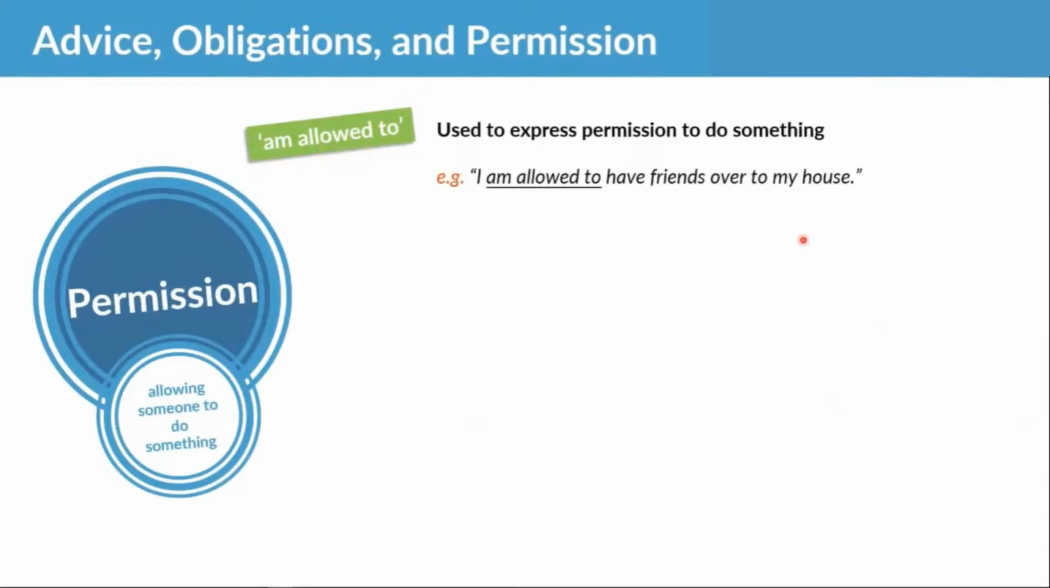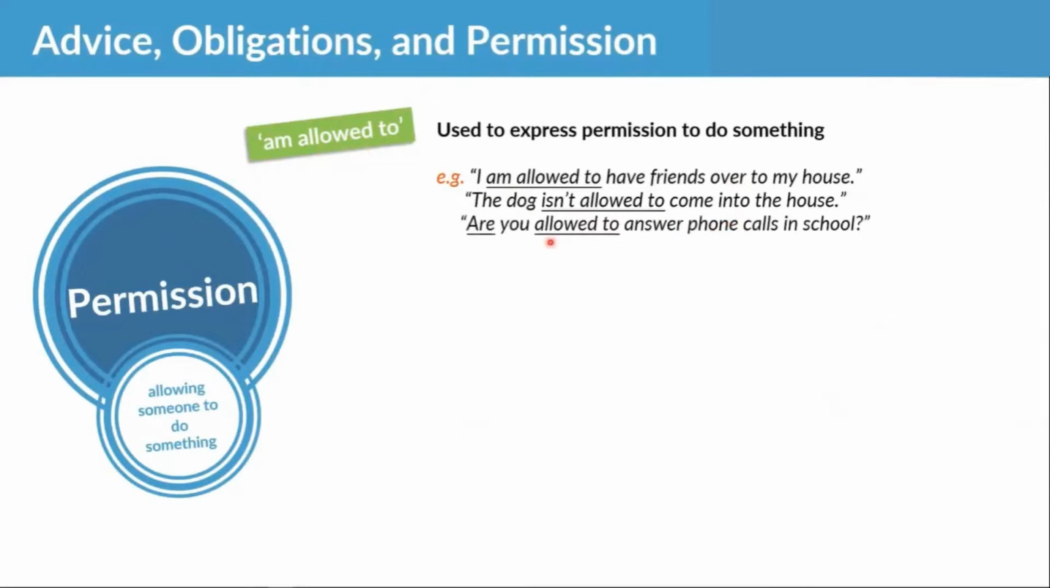For example, I am allowed to have friends over to my house. The dog isn't allowed to come into the house. Are you allowed to answer phone calls in school? So you're asking about permission. Are you allowed to answer phone calls in school? Is the dog allowed to come into the house?